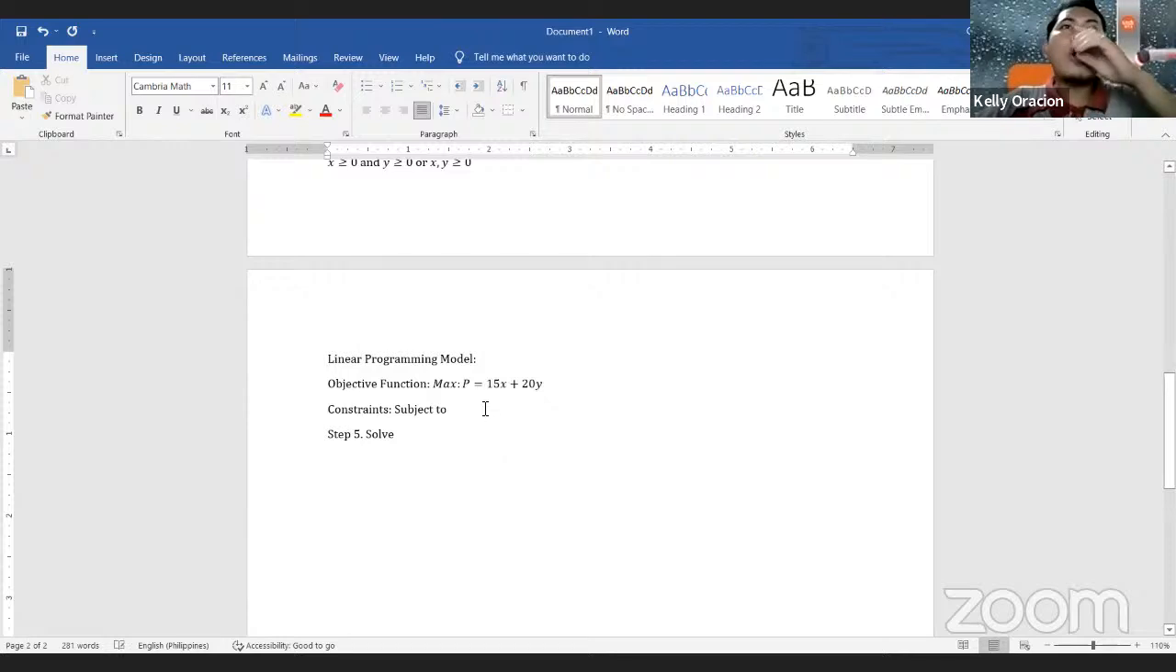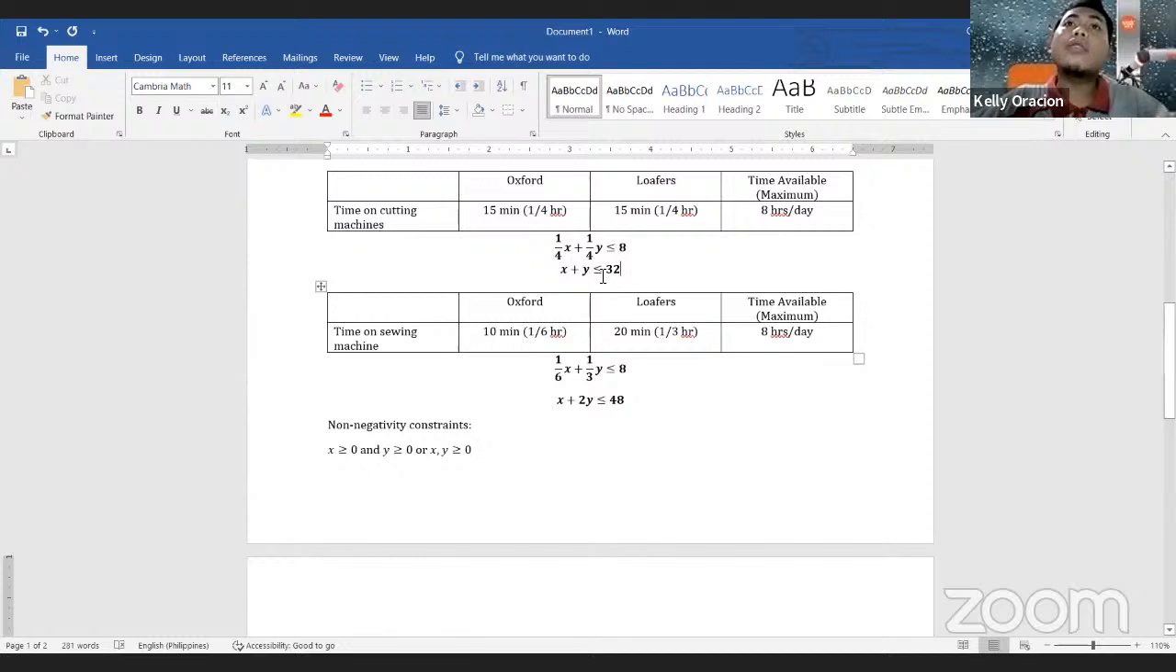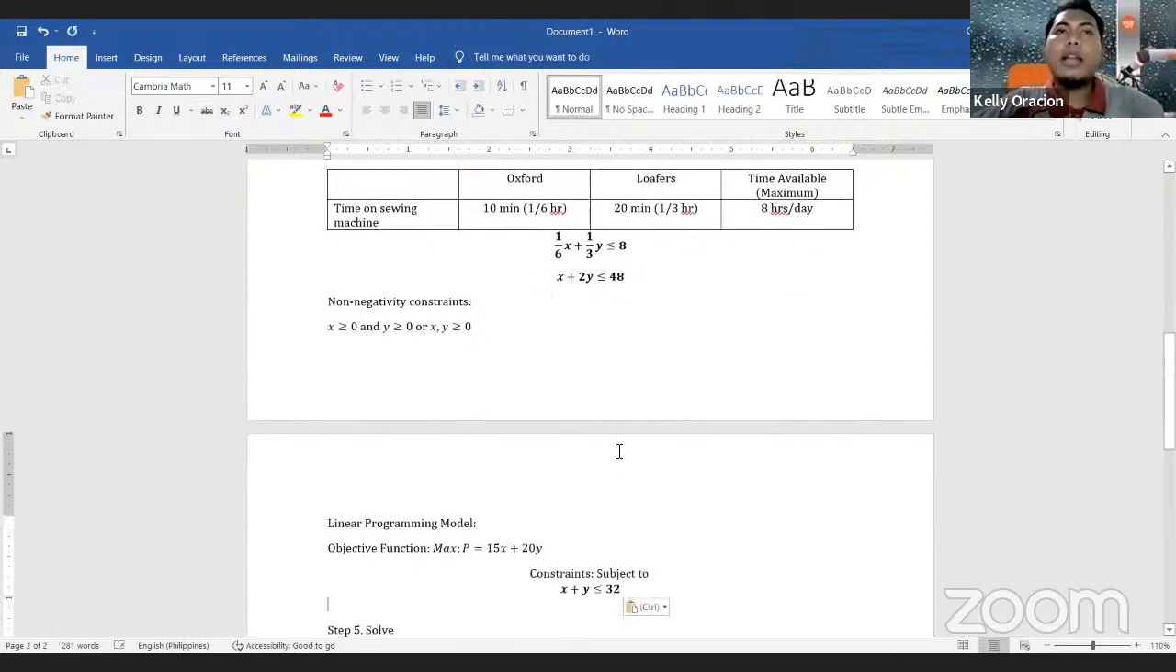Next, our constraints, no? Our constraints are subject to itong dalawang equation natin. These are our constraints. This one. Then the other one is ito.